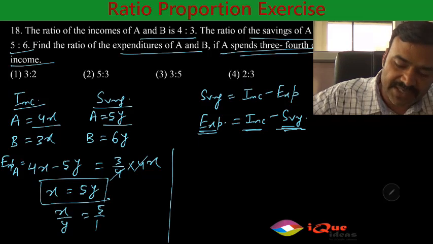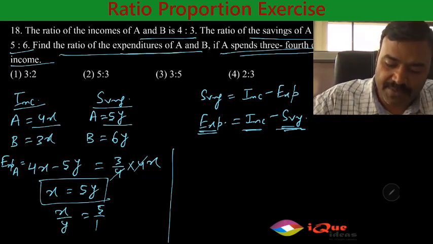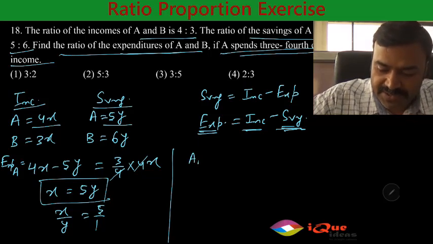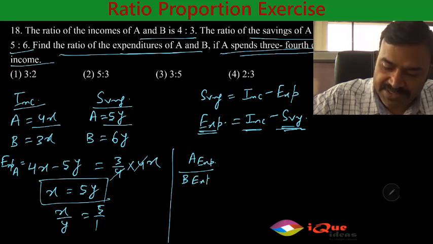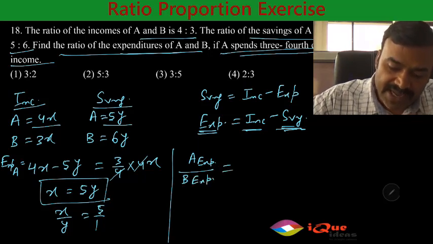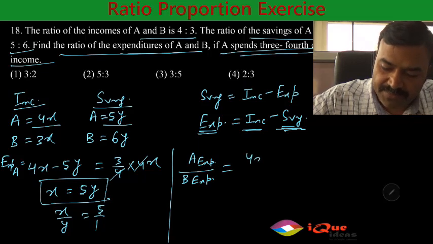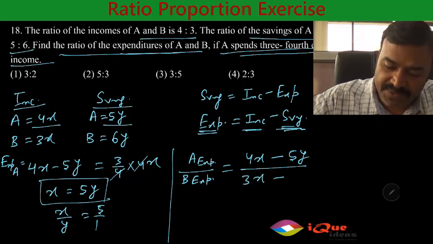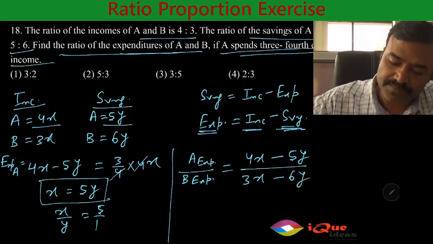Now what is the question asking? The question is asking, find the ratio of expenditures of A and B. Now what will be the expenditure? A's expenditure upon B's expenditure. Just to make it clear, I am writing again. In the exam you don't have to write it. A's expenditure will be A's income 4x minus A's saving, that is 5y, upon B's income, that is 3x, minus B's saving, that is 6y.